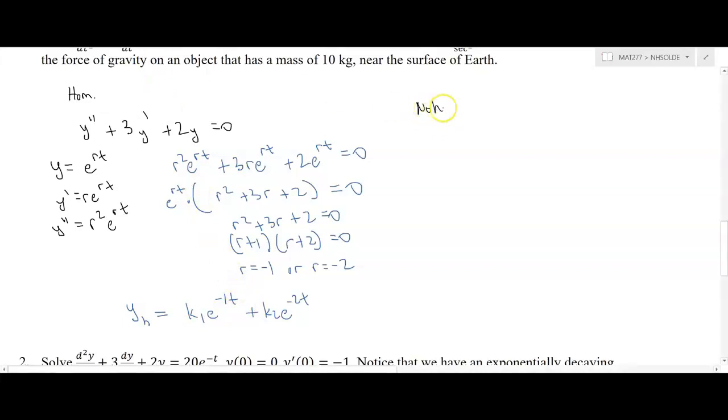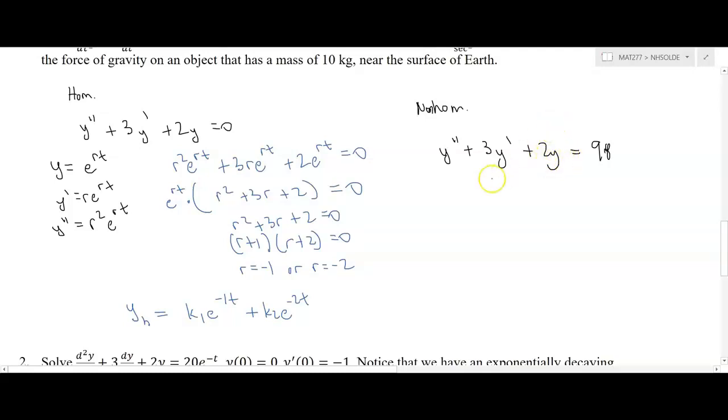Now the non-homogeneous version. Now we need to consider the situation where the right-hand side is non-zero, and mass times acceleration, 10 times 9.8, will give us 98. So solving this now requires me to find a function that when I take its second derivative, add 3 times the first derivative to it, and then add 2 times the original function to it, I get 98. Well, the only way for that to happen is if y is nothing but a constant.